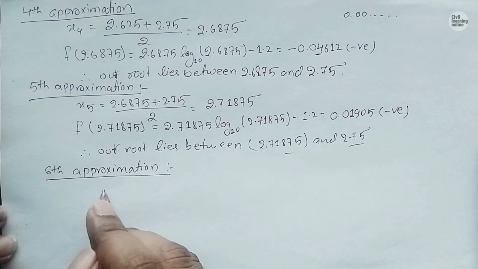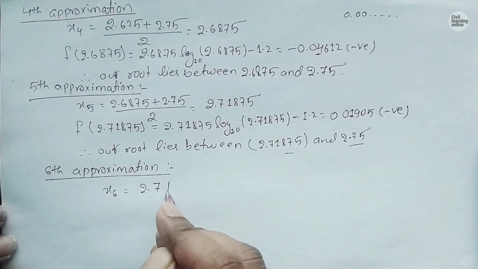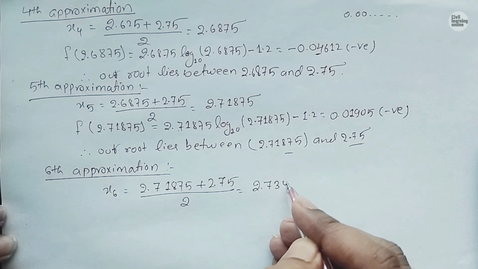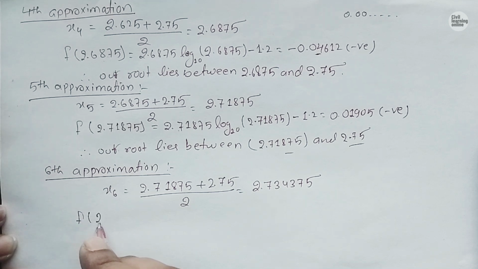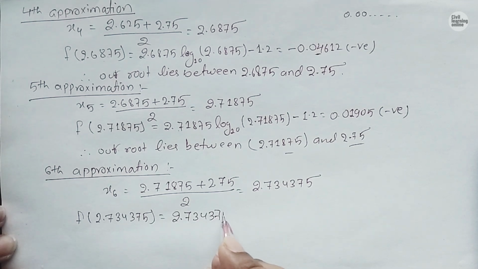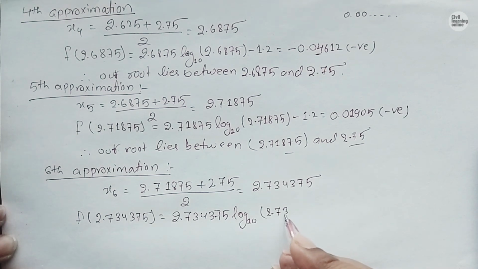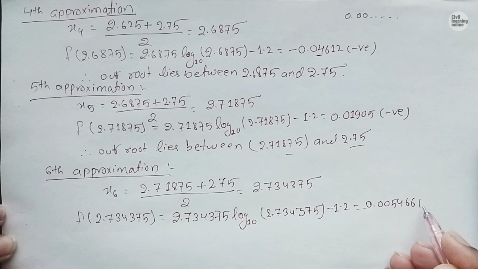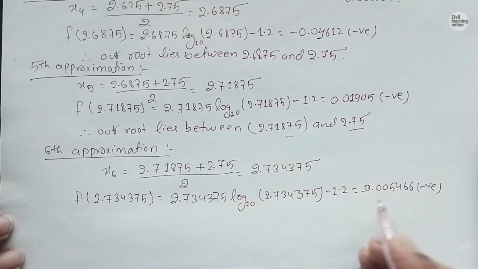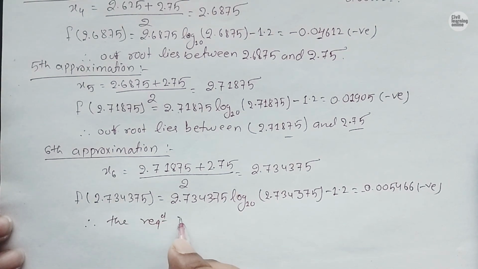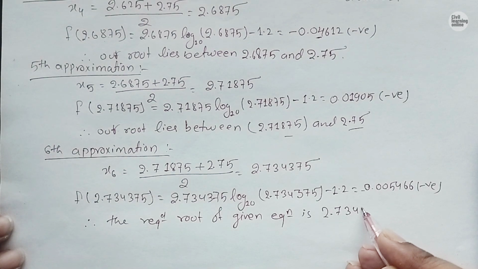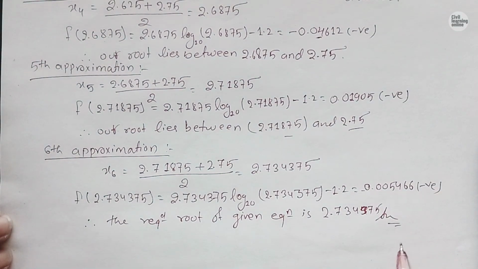So for the sixth approximation we have x6 equals to 2.71875 plus 2.75 divided by 2, and on solving this we will get 2.734375. So we will do f of 2.734375, and solving this we will get 2.734375 log base 10 of 2.734375 minus 1.2, we will get minus 0.005466, which is negative. So we have got minus 0.00, therefore the required root of the given equation is 2.734375. This is our final answer, and I hope you enjoyed this video.